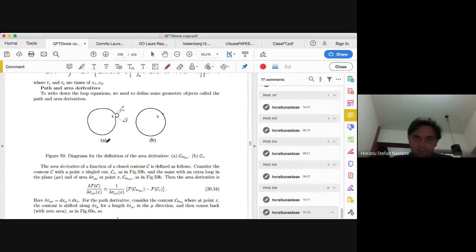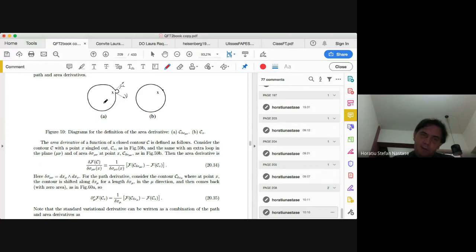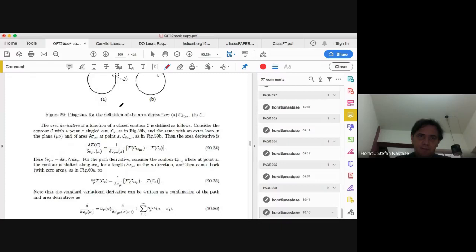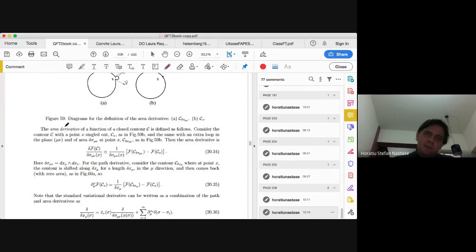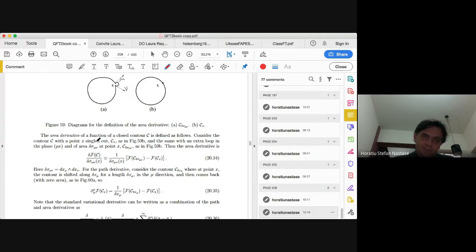So then the area derivative of a function of a contour is what you expect it to be: 1 over this variation, delta sigma mu nu of x, times the function on the contour with delta sigma mu nu minus the function of the contour itself, with just the point x here instead of this extra variation. And of course, delta sigma mu nu, since we added the contour in directions mu and nu, is something like dx mu wedge dx nu. That would be the area element.